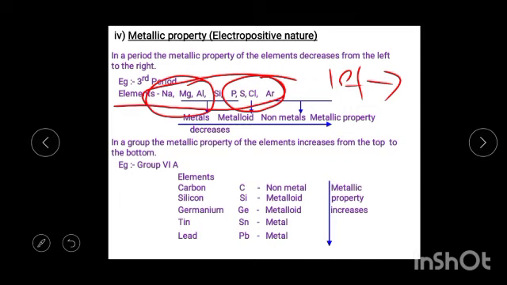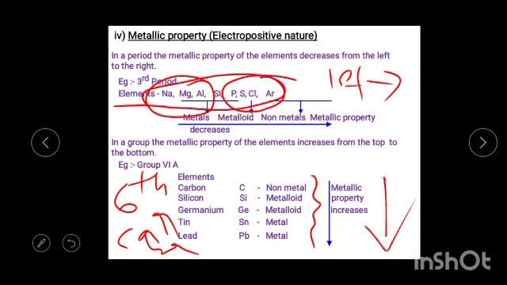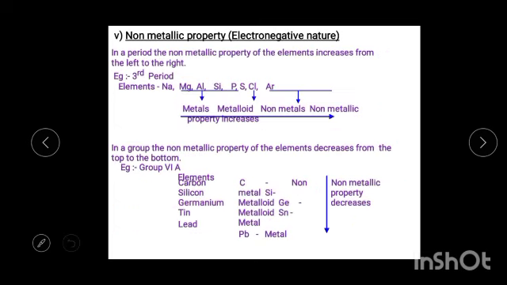And if we check along the group, say the fourth group, that is the carbon family, we can see that carbon is a non-metal, silicon and germanium are metalloids, and tin and lead are metals. So the metallic property increases down the group. Then what about the non-metallic property? It is just opposite to the metallic property. So in a period, the non-metallic property increases, and down the group, the non-metallic property decreases.